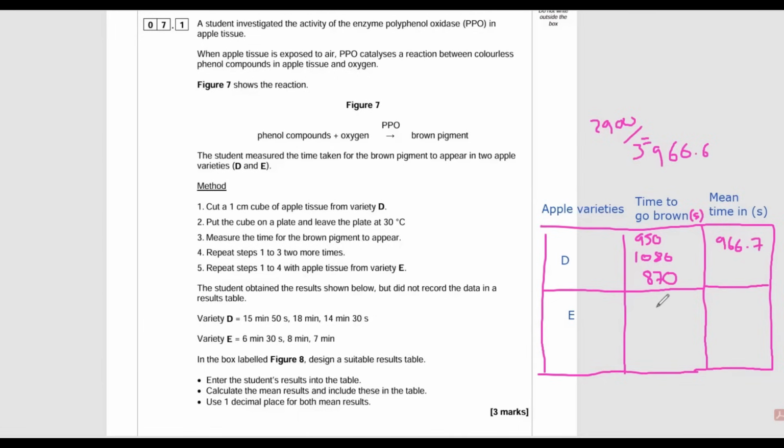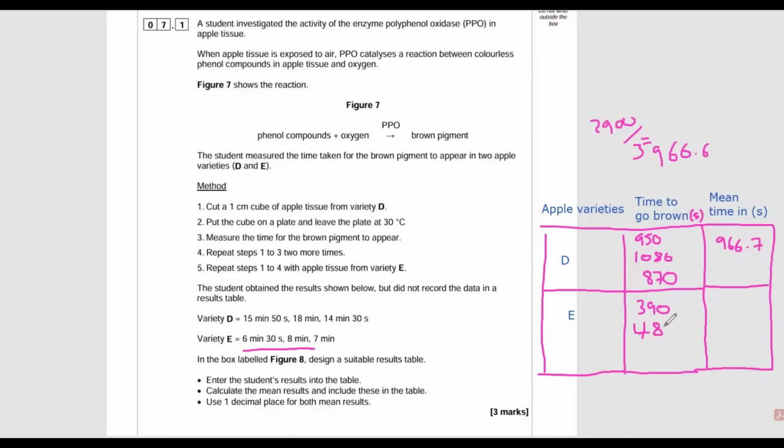Now I'm going to do E. Okay, so for E, the results are 6 minutes and 30 seconds. So I'm going to go 6 times 60, which is 360, and I'm going to plus 30 because it's plus 30 seconds. So I'm going to get 390 for my first lot. Now, the second time they did it with the apple, it took 8 minutes to go brown. So I'm going to go 8 times 60, and that's going to give me, my eyesight's bad, 480.